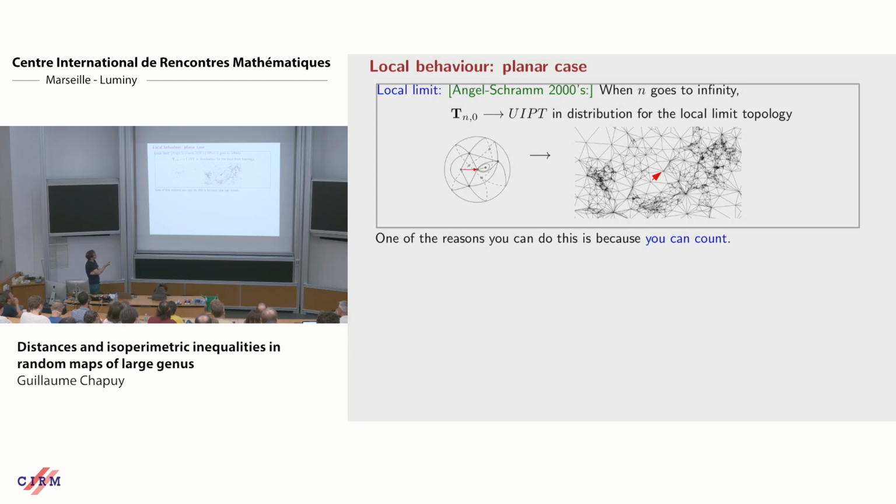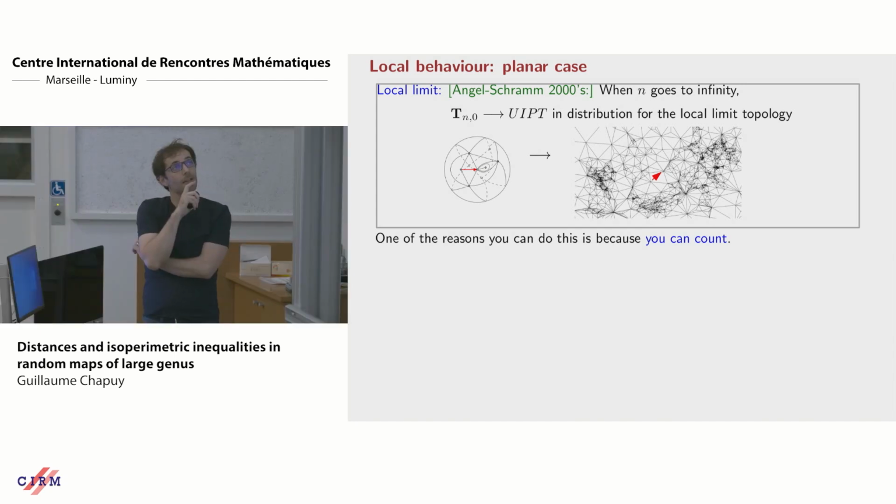What is this? This is a certain random triangulation of the full plane. So it's now an infinite object. It's a locally finite but infinite triangulation of the plane. And for the local limit topology, I will say what it means. And I will also say that one of the reasons you can do this is because you can count. So what do I mean by this?